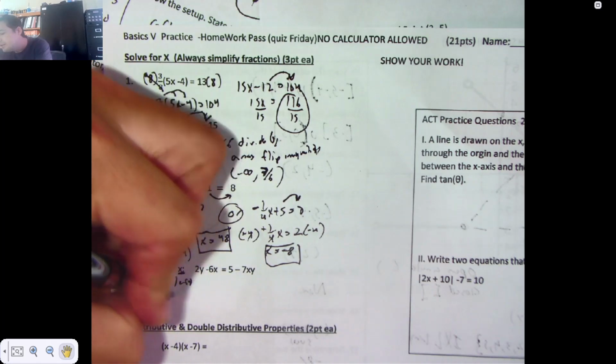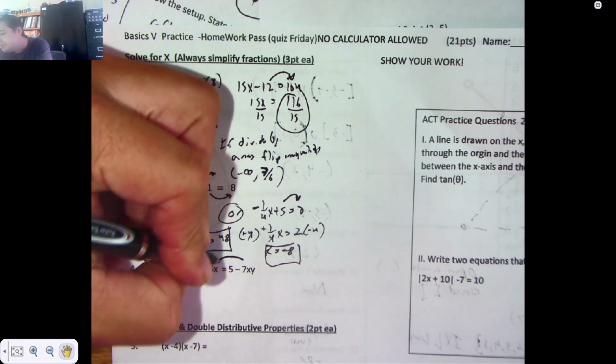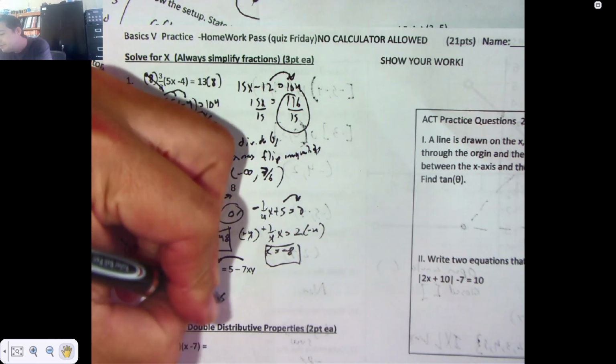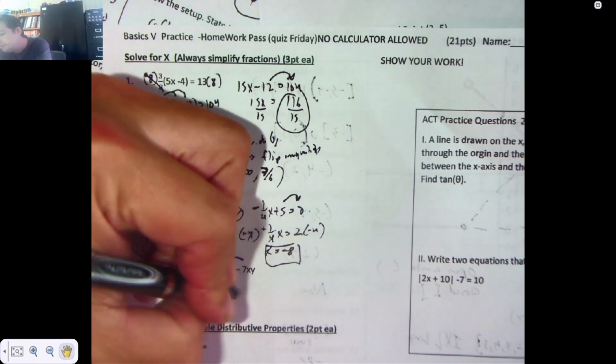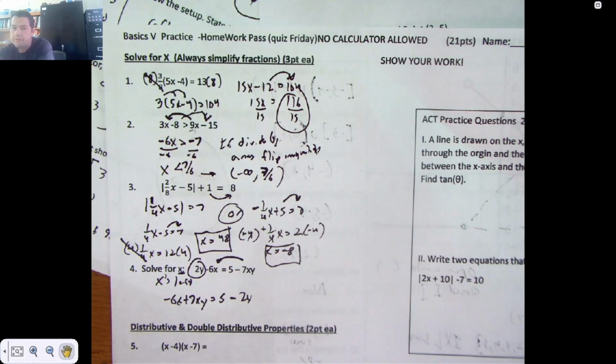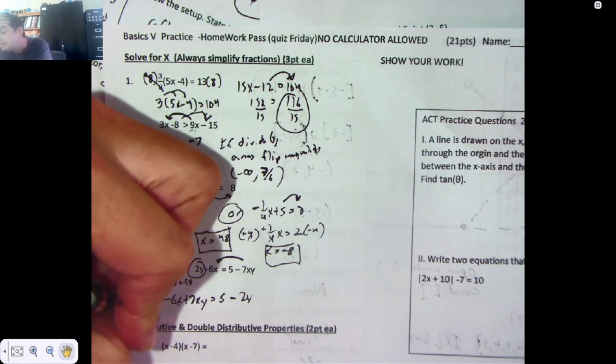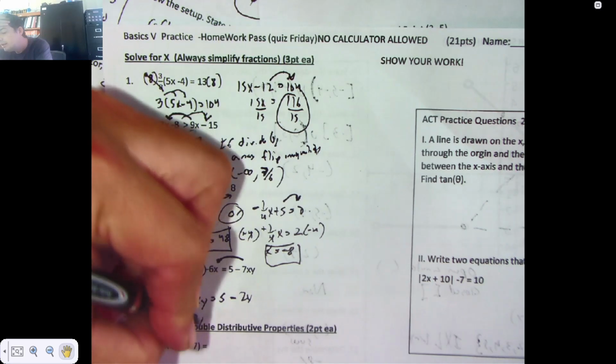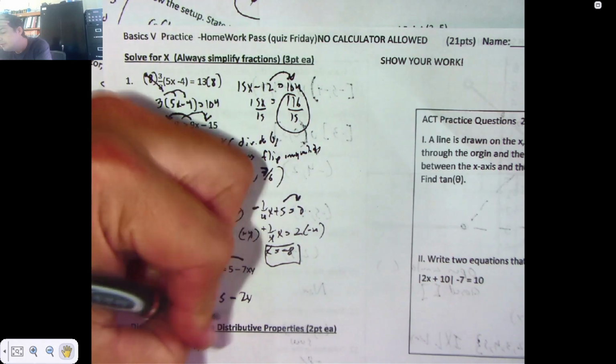Negative 6x has a left. That one jumps over, becomes positive, plus 7xy. 5 is fine where it's at. That one jumps over, becomes negative. Factor, your favorite F word. I'm going to pull the x. That'll give me negative 6 plus 7y on the inside equals 5 minus 2y.